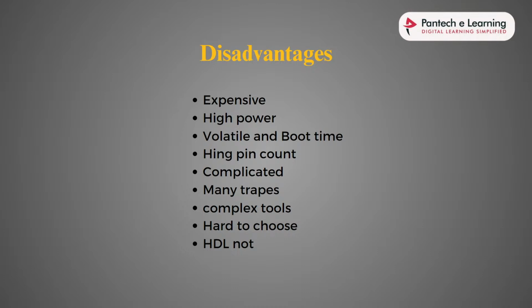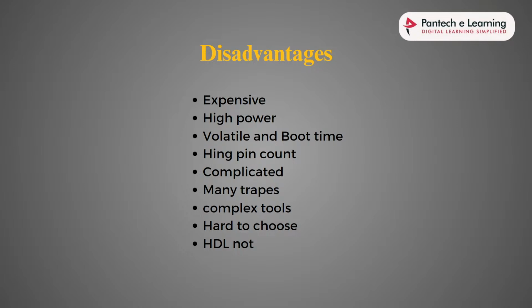But the FPGA needs a 5 volt input. The FPGA is also volatile and has a boot time. Volatile means if you dump the code into the FPGA, it is useful only while the system is on. If the FPGA is off, the whole data will be gone because of its volatile nature. The FPGA also needs a boot time: when you give the input supply, it will take some time to boot up, which is also one disadvantage of the FPGA.